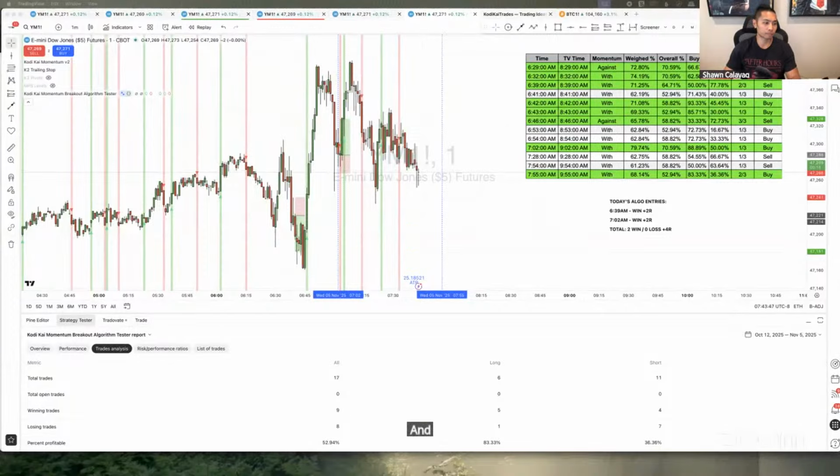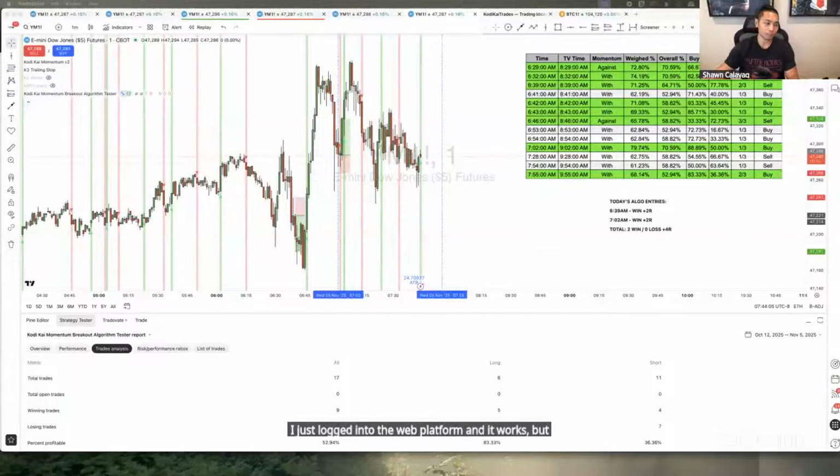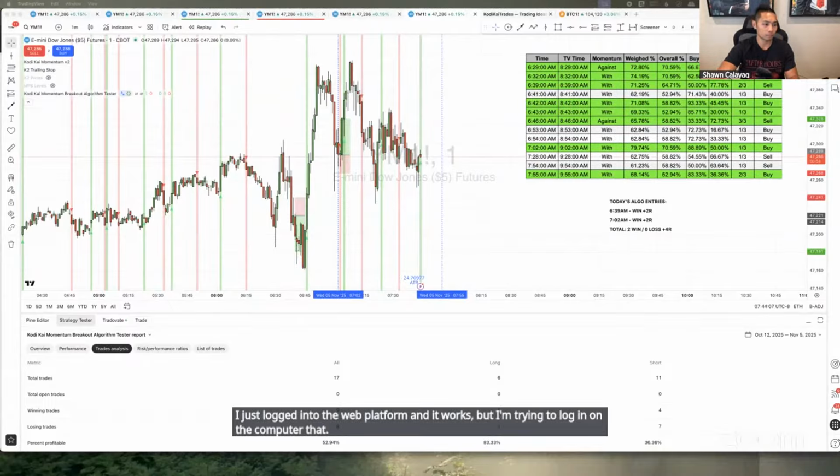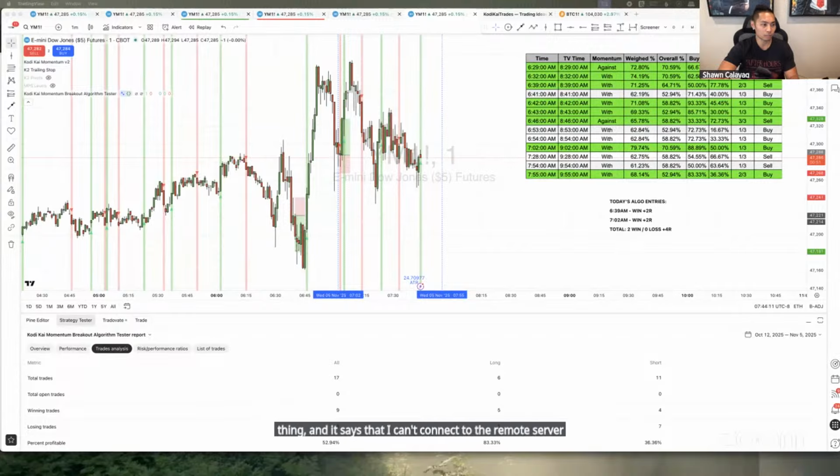And okay, well, I guess I'm not trading today, guys. Fuck my life. I'm over NinjaTrader, guys. I'm ready to get off this platform. I just logged into the web platform and it works, but I'm trying to log in on the computer, and it says that I can't connect to the remote server, which I think is very unusual.